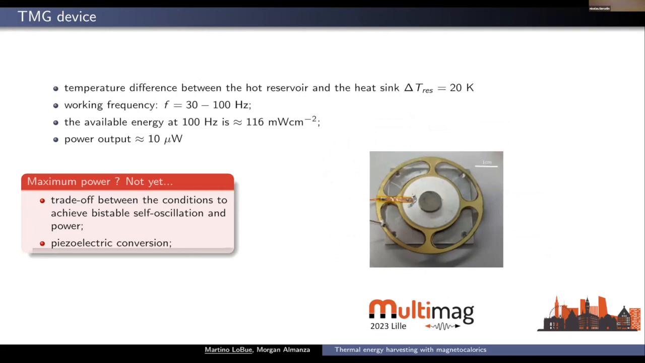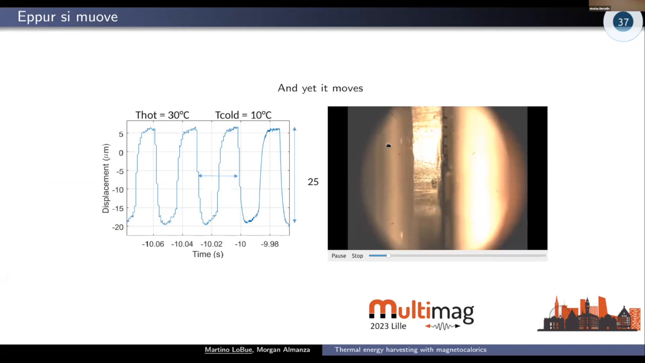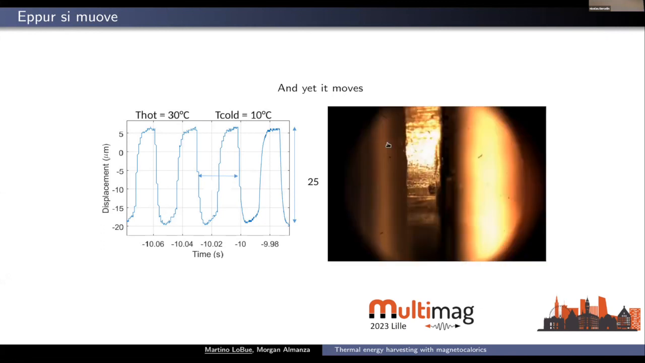And probably piezoelectric conversion also is not the best solution. Maybe micro coils in the future would be something we have to introduce. But yet it moves, okay? And it moves in a bistable, good bistable way. So we are actually on the Brayton cycle we were aiming at, and that is, for the moment, quite a good result. It is definitely the smallest energy harvester working on such a small delta T available today. So, yes, in publication, of course.